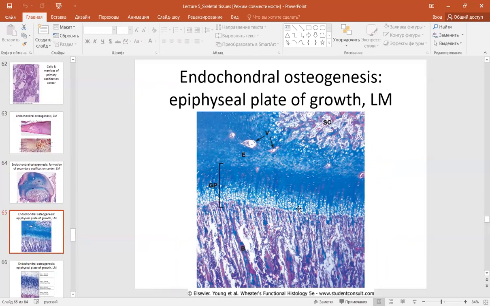of growth under the light microscopic magnification, the bone marrow located within the bone trabeculae, the secondary ossification center, blood vessels, and the intensively stained growth plate of growth of the bone.